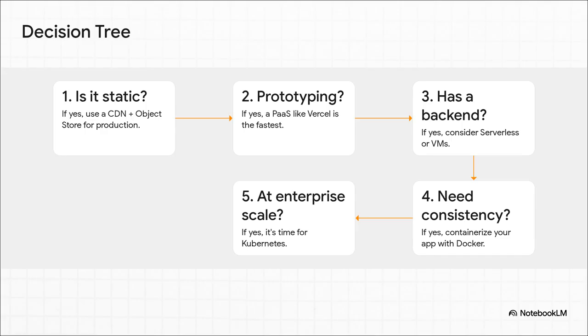1. Is my app static? If it is, boom, go with a CDN and object store for production. 2. Am I just prototyping? Okay, then a PaaS like Vercel is going to be your fastest option. 3. Does it have a backend? Then you're choosing between serverless or VMs. 4. Is team consistency a big deal? Then it's time to containerize with Docker. And finally, 5. Am I managing a ton of containers? Yep, that's your cue to look at Kubernetes. See? It walks you right to the right answer.